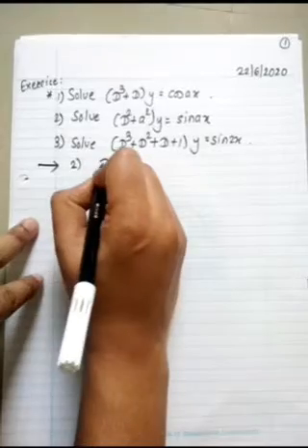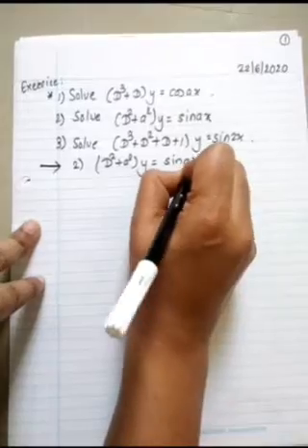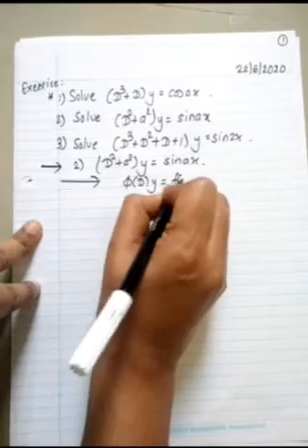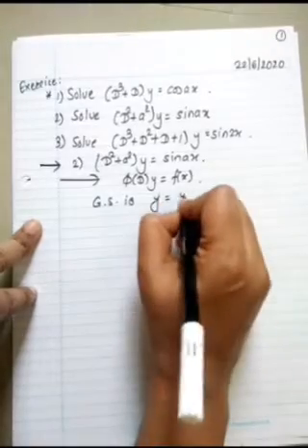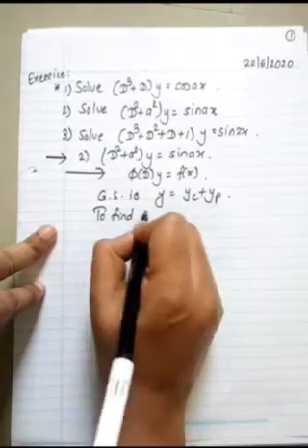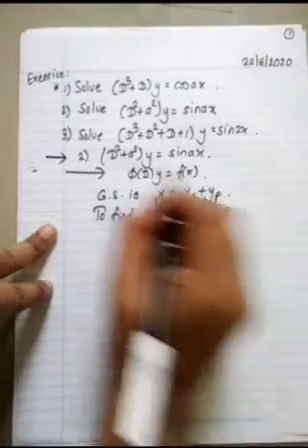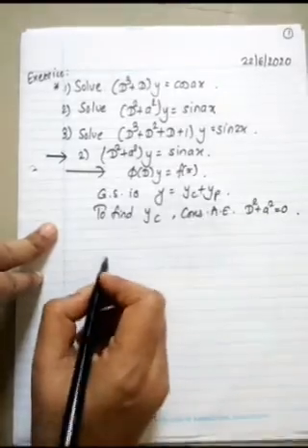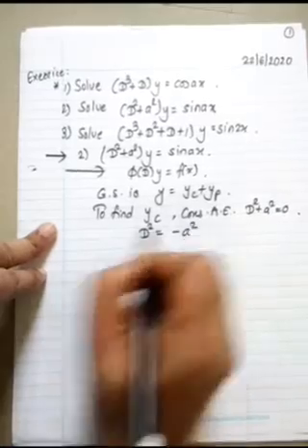That is D square plus a square, y is sine ax. So it is of the form phi(D) y is equal to f(x). For such an equation, the general solution is y is equal to yc plus yp. That is fixed. So to find yc, you have to consider the auxiliary equation, that is phi(D) equal to 0. That is D square plus a square equal to 0. That is D square is equal to minus a square.